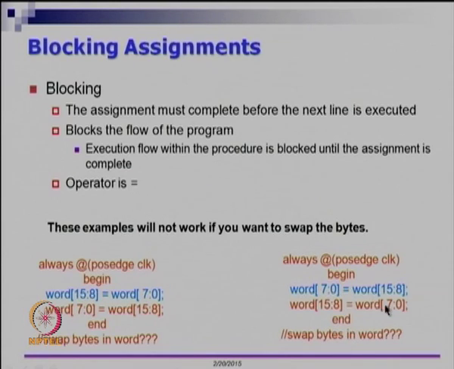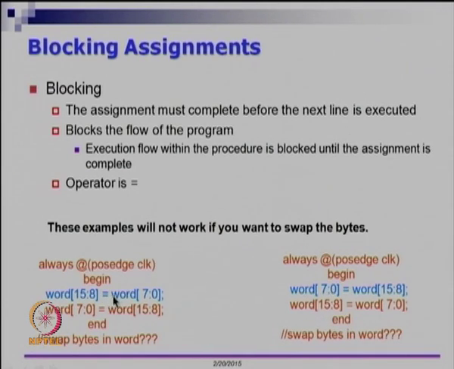If I change the order around, that is what I have done in this picture. So, in the right side I have done that. I have put the word of 7 colon 0 line before the word of 15 colon 8 line. So, this is not going to be any different. What it is going to do is, whatever was there before the clock pulse came in at 15 colon 8, those 8 bits, it will take that and put it in both 7 colon 0 and 15 colon 8. So, this is the meaning of blocking assignment.